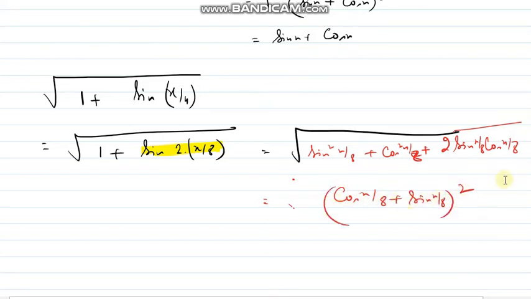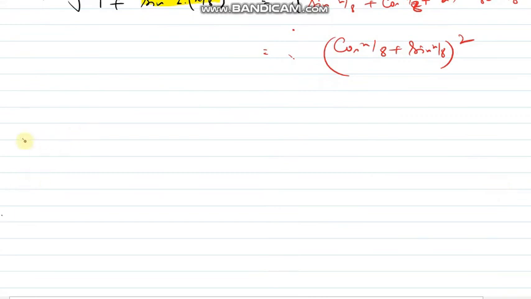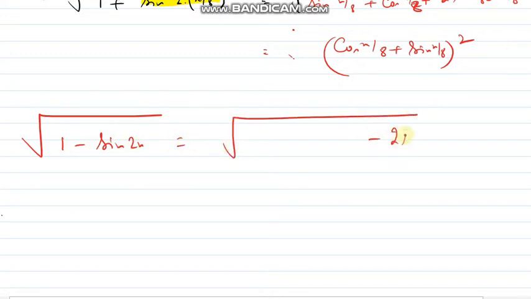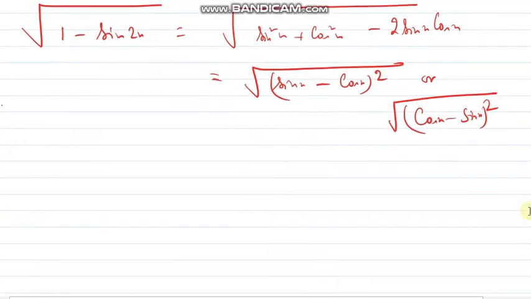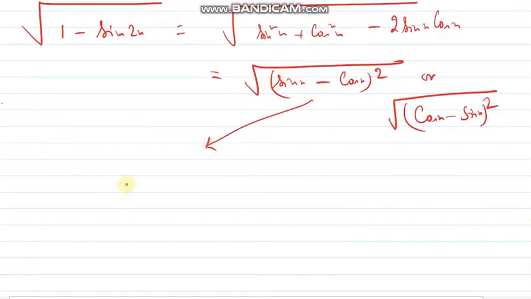Now what's going to happen if it is root over of 1 minus sin 2x? You can understand it will be minus 2 sin x cos x, and this will be sin square x plus cos square x. Now the problem will happen in the next line. What am I going to write? Am I going to write it as root over of sin x minus cos x whole square, or root over of cos x minus sin x whole square? Because if I just cancel the square root, then my answer will be sin x minus cos x, or my answer will be cos x minus sin x for this. Which one am I going to write?